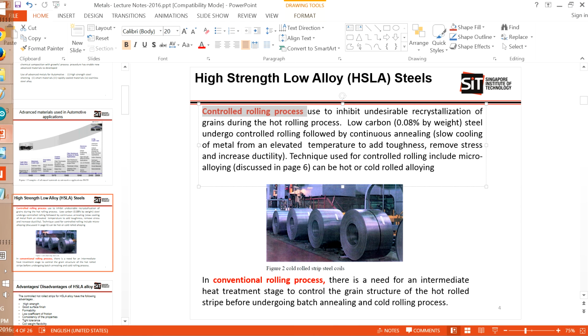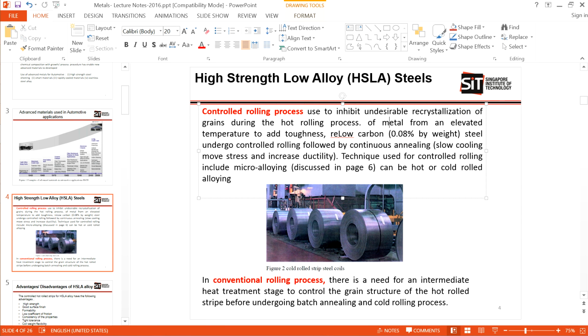So let's come back here. Controlled rolling process is used to prevent, or inhibit, undesirable recrystallization of grains during the hot rolling process. During the hot rolling process, or this conventional rolling process, you can change the crystallization, which sometimes creates problems, and therefore the controlled rolling process is a better one. These are the compositions, which I will not go through. It's a low carbon one.